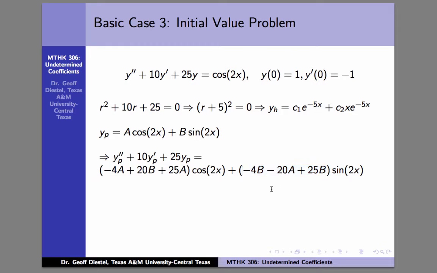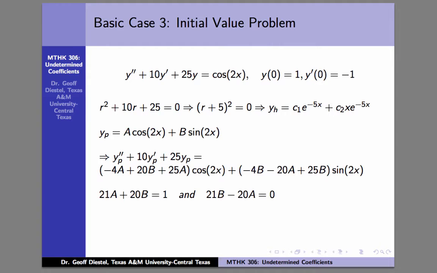So the idea is, for this entire expression, we have to choose numbers a and b to make it equal to phi of x. The only way that can happen is if this number here is 1 and this number here is 0. So those are our two equations. Simplifying the algebra, these are the equations we get.